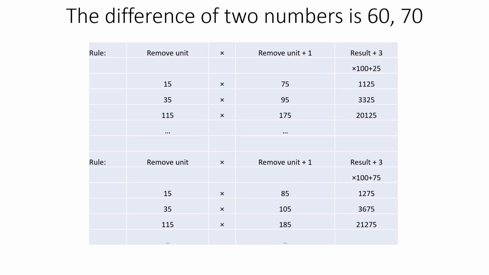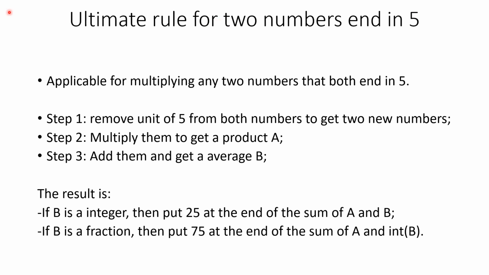So the general rule for every single one of them is applicable. So step 1, remove 5 from both numbers to get two new numbers. Multiply them to get product A and add them to get an average B. If the result B is an integer, place 25 at the end. If B is a fraction, put 75 at the end. So first you have to multiply them to get a product A. Then you have to add them to get average B. So average B would be adding the first two numbers and dividing by 2, right?